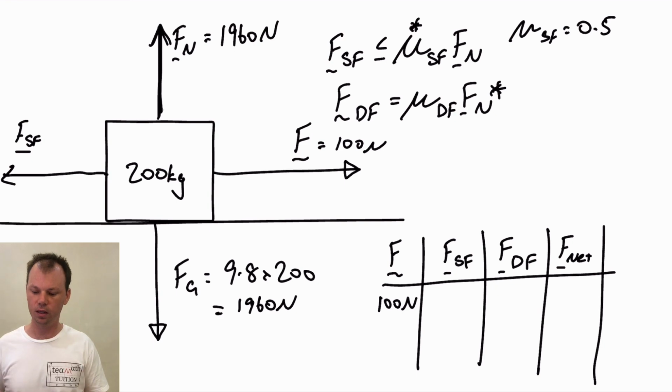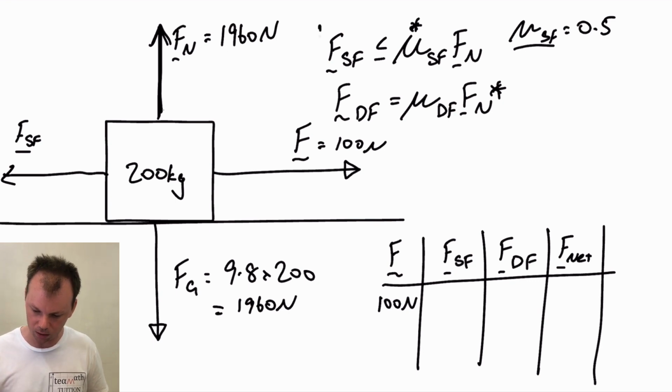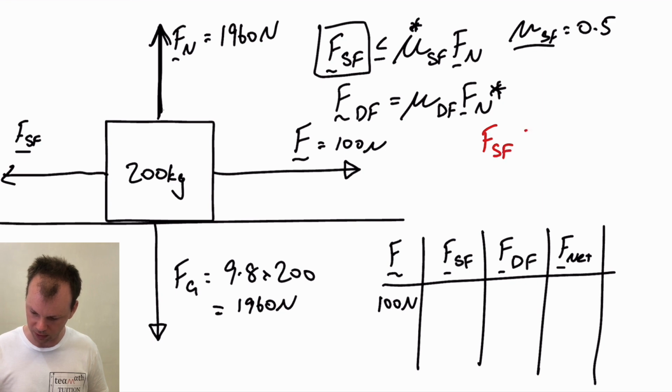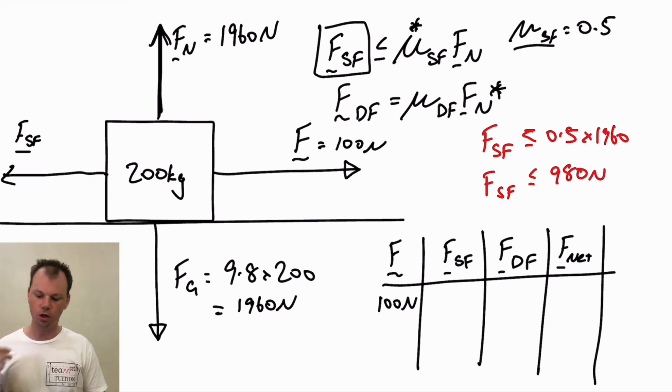So if the coefficient of static friction is 0.5, we can work out what this static frictional force is. So the static frictional force will be less than or equal to 0.5 times the normal force, which is 1960. So the static frictional force will be less than or equal to 980 newtons. Okay, so we've applied 100 newtons down here. What's the static frictional force going to be?